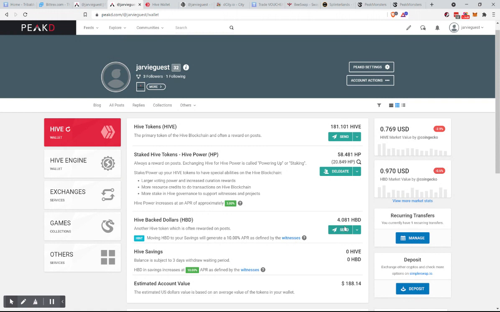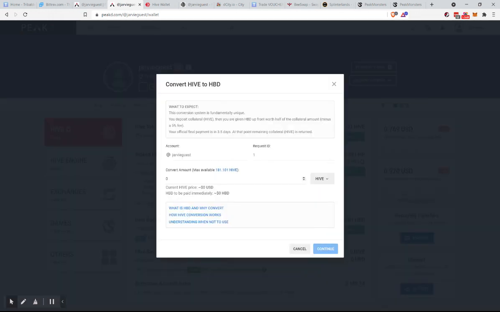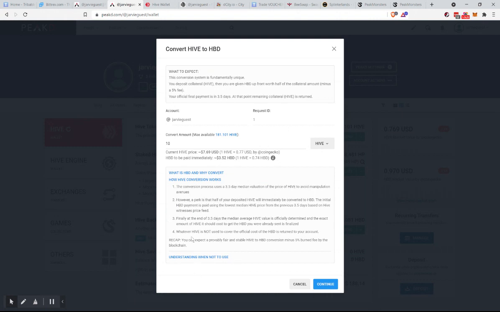Now, what are we going to do with it? Oh, we had another way to get some. Yeah, we have two more. So we have a blockchain mechanism, a convert. We are going to convert 10 Hive. You can read how this conversion works here. It's just a nice short thing. It uses a 3.5-day median valuation of Hive to avoid manipulation. However, a perk is that half of the Hive is immediately converted to Hive dollars and put into your account. So it's going to immediately give us 3.5 Hive dollars.